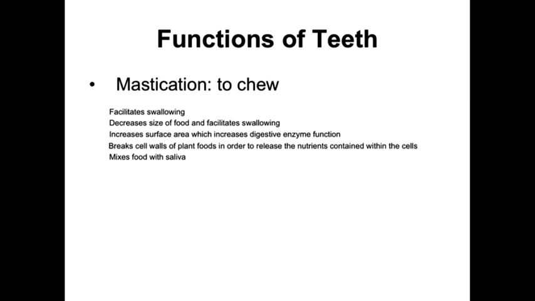And when you chew food hard enough and well enough, at least 100 times or so that you can no longer identify what's in your mouth, you increase the surface area so that all the digestive enzymes can work on that. And it breaks down the cell walls of the plant foods in order to release their nutrients.